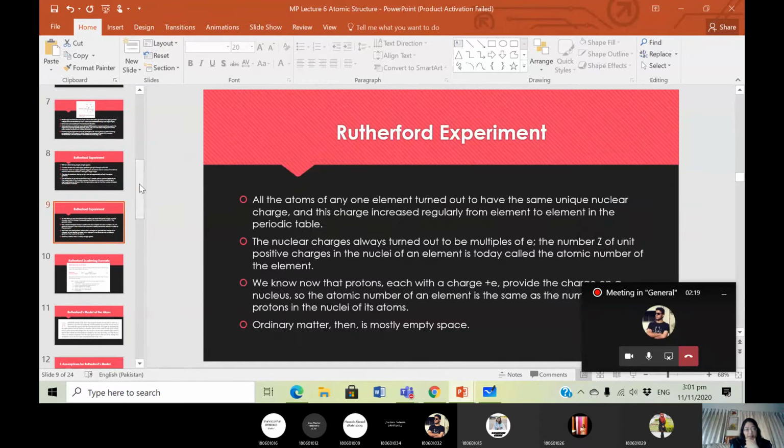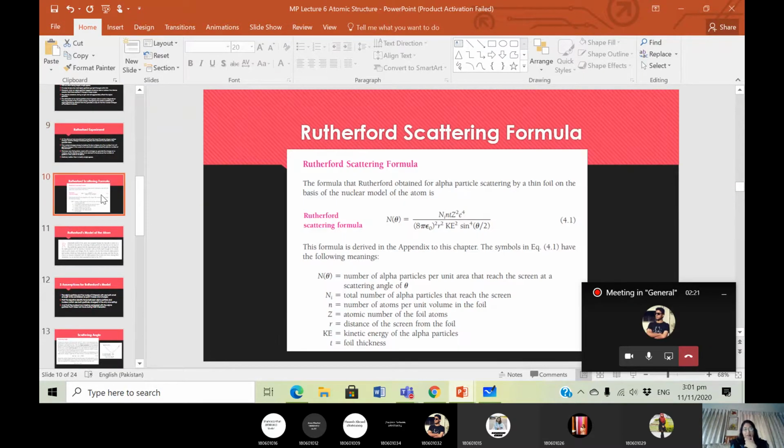So we talked about the Rutherford experiment, and he basically came up with this Rutherford scattering formula, okay? And today we're going to do the derivation of this formula. That is our goal for today. So what does this formula say? N of theta, N is the number of alpha particles per unit area that reach the screen at a scattering angle of theta. Theta is our scattering angle.